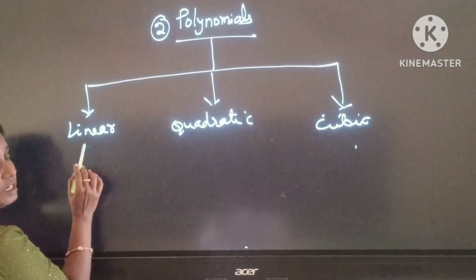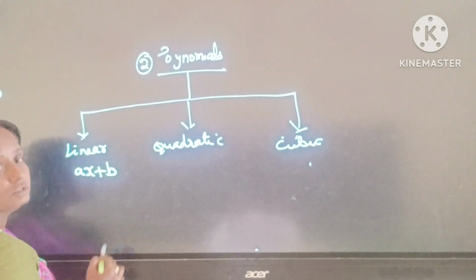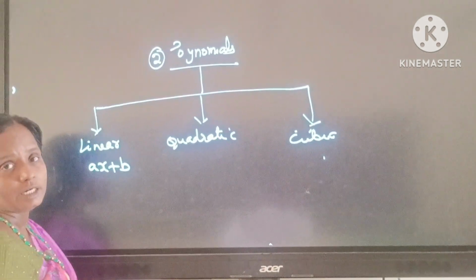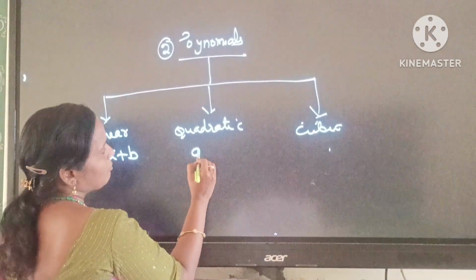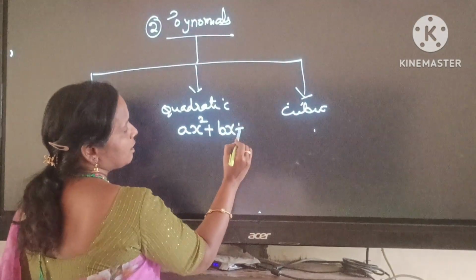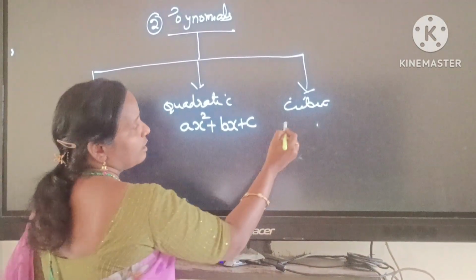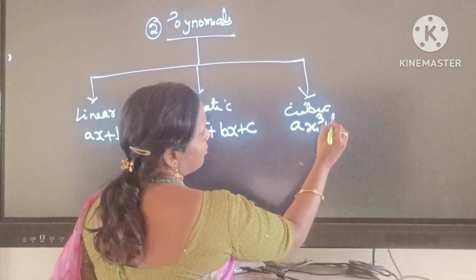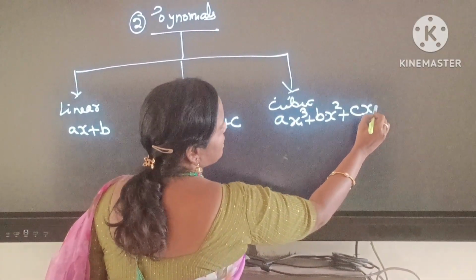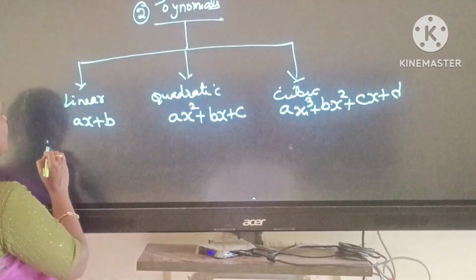What is a linear polynomial? The general form is ax plus b. The polynomial which is in the form of ax plus b is called a linear polynomial. The general form of a quadratic polynomial is ax square plus bx plus c. Cubic polynomial: ax cube plus bx square plus cx plus d. This is a cubic polynomial.